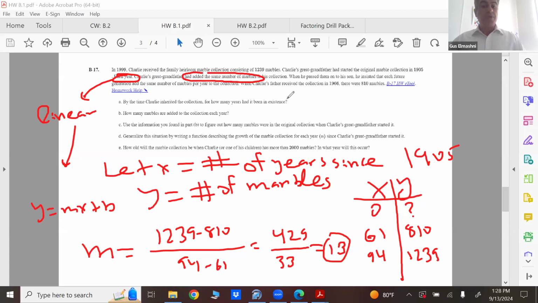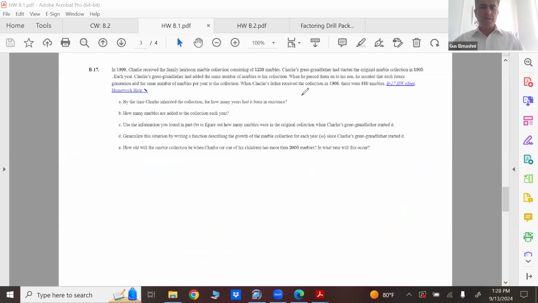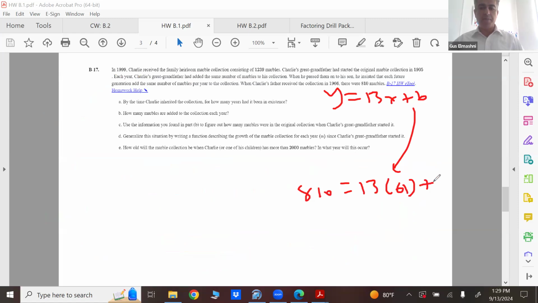Okay, so y equals 13x plus b. I don't know the y-intercept though, right? So y equals 13x plus b. I could solve it. If I plug in, say, 61 for x and 810 for y, I can solve for b, right? And again, I did this in the last class. I know the answer is 17. So use a calculator, mind you. Again, I just did this in the last class.